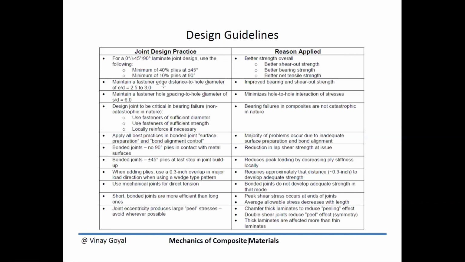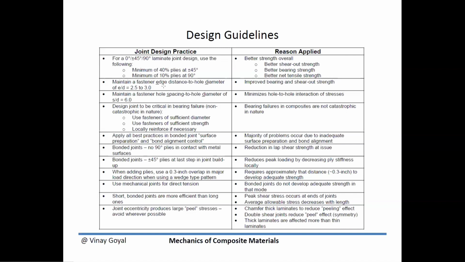Apply all best practices in bonded joints when it comes to surface preparation. Please look at the YouTube video on the bonded joints to learn more about this. But there are techniques to control the bond thickness, for example. For bonded joints, no 90-degree plies in contact with the metal surfaces is a good idea to reduce the potential for the reduction in lap shear strength.